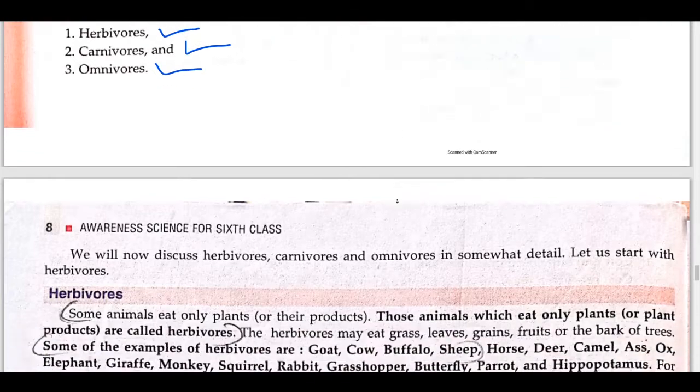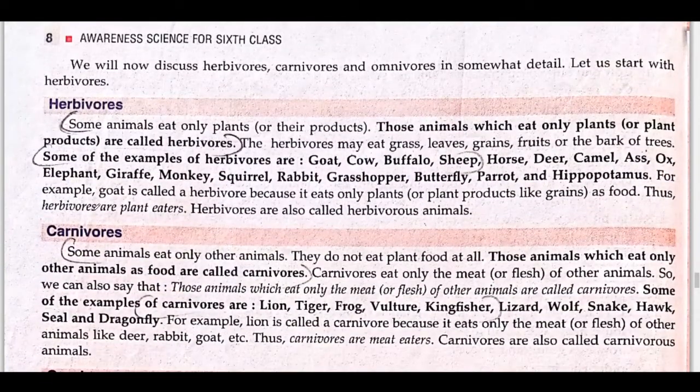Okay, so here herbivorous, I'll tell you what is herbivorous. Okay. So those animals which eat only plants, for example leaves, grain, fruits. Some examples of herbivorous are goat, right? Goat also eats grasses. Yes, cow, buffalo, sheep. So all these animals are known as herbivorous, meaning the animals that eat only plants. Okay, only eat plants, right?